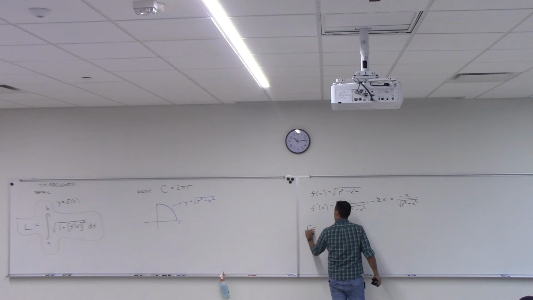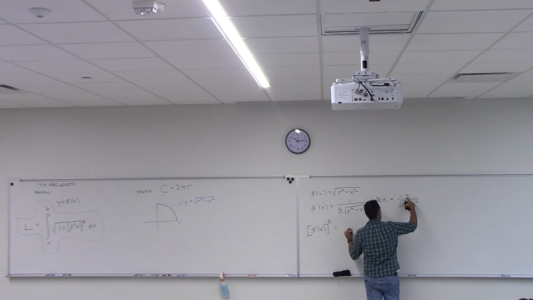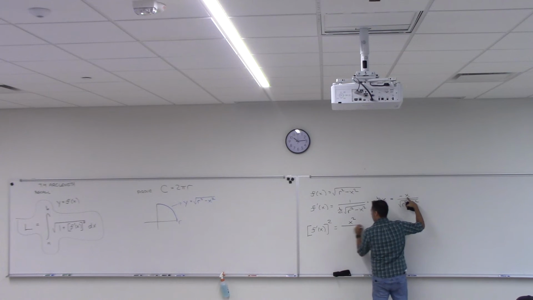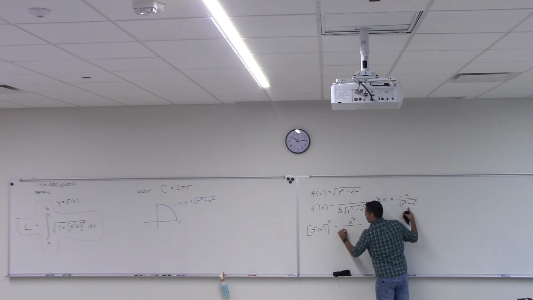If we take that derivative and square it, we square the top. Hey, that's good. The negative goes away. We get x squared. And look at that, if we square the bottom, the root goes away. And we just get r squared minus x squared.